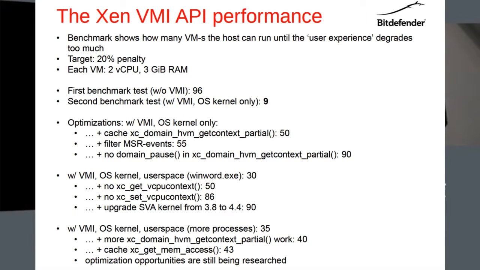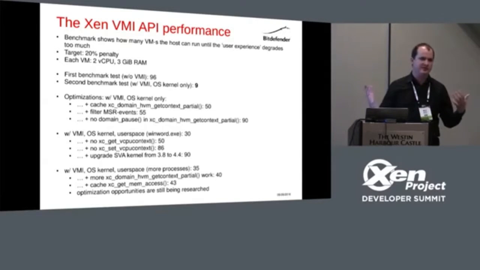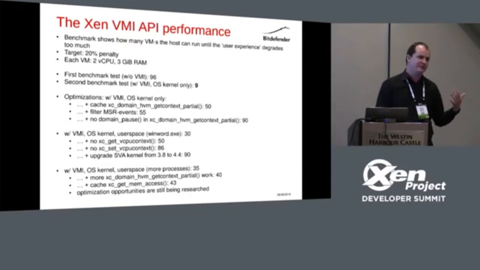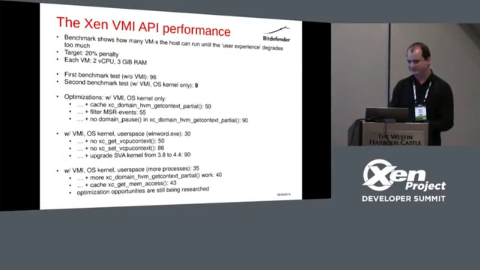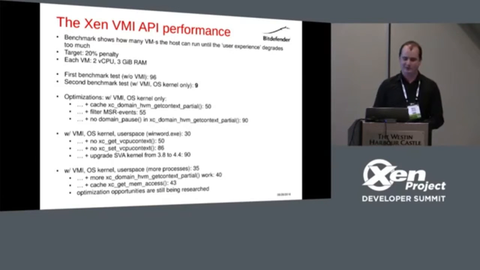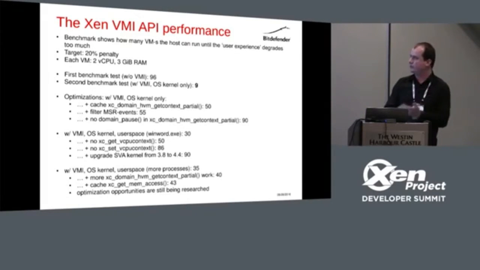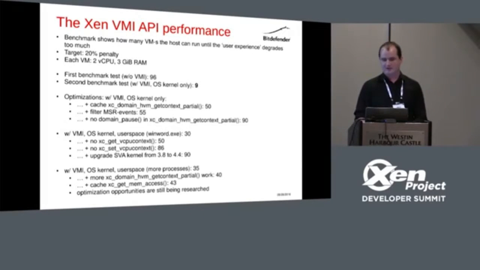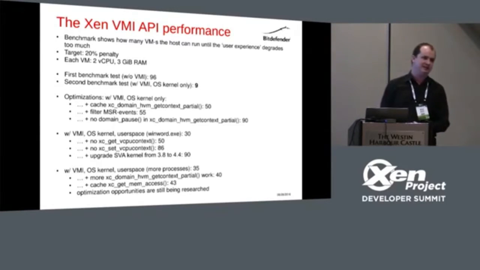So this benchmarking software, what it does, it starts a number of VMs, runs a workload in each one of them, collects a number of metrics, and tells you at the end a number of things, among which is how many VMs can you run on that host until the user experience degrades too much. Our target was a 20% penalty, and in the test we provisioned the VMs with 2 vCPUs and 3 gigabytes of RAM. For the initial test, the so-called baseline, the benchmarking software said, okay, this equipment can take easily 96 VMs, no problem. The second benchmark was with VMI enabled, our beloved work, and it said only 9 VMs can be run in this mode.